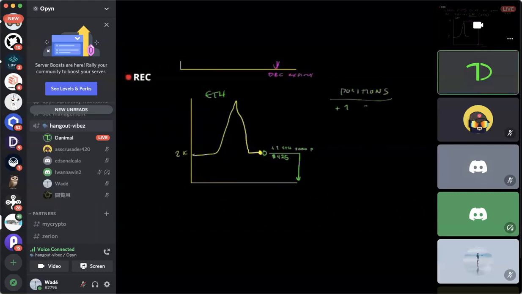You have +1 Ethereum, then you can defend your strategy with a +1 Ethereum 2K put, right? Let's say you bought it at 500 or something like that. So you're sitting at a profit of 1,500 right now for that Ethereum, but you want to defend it with this put, right?